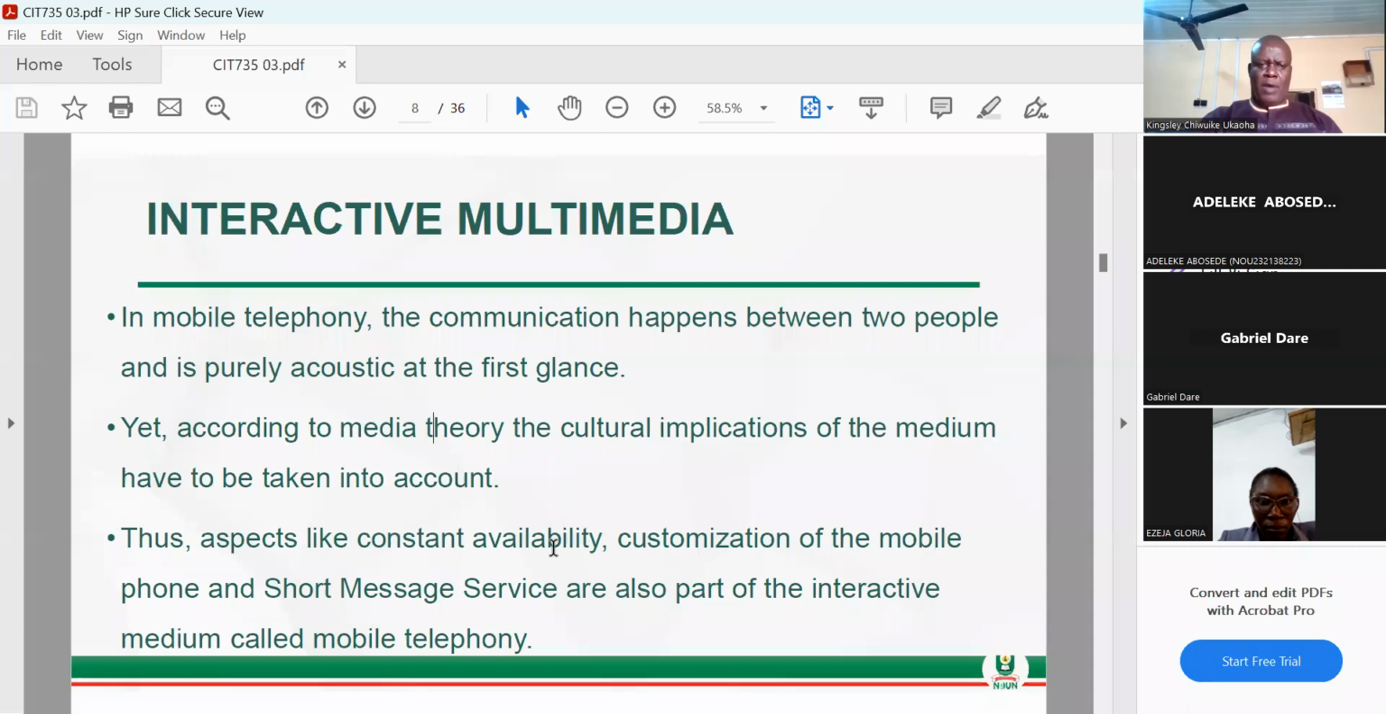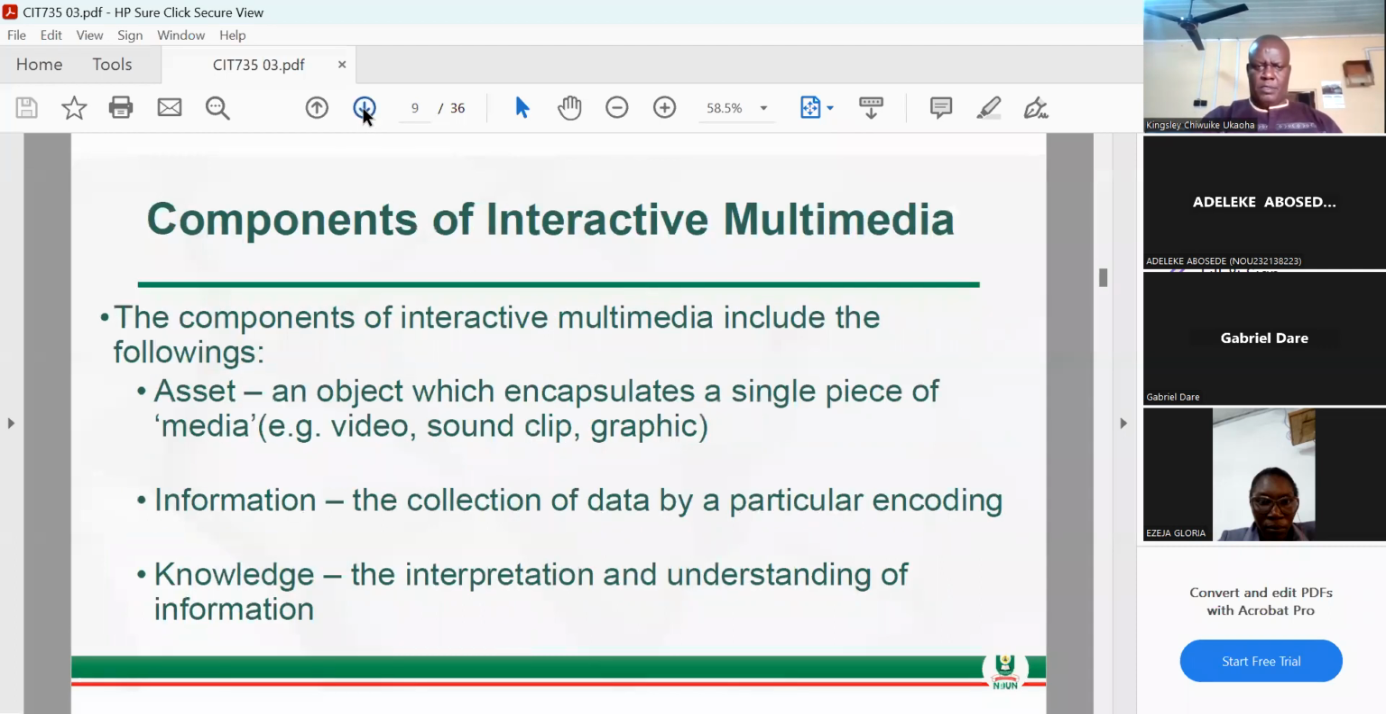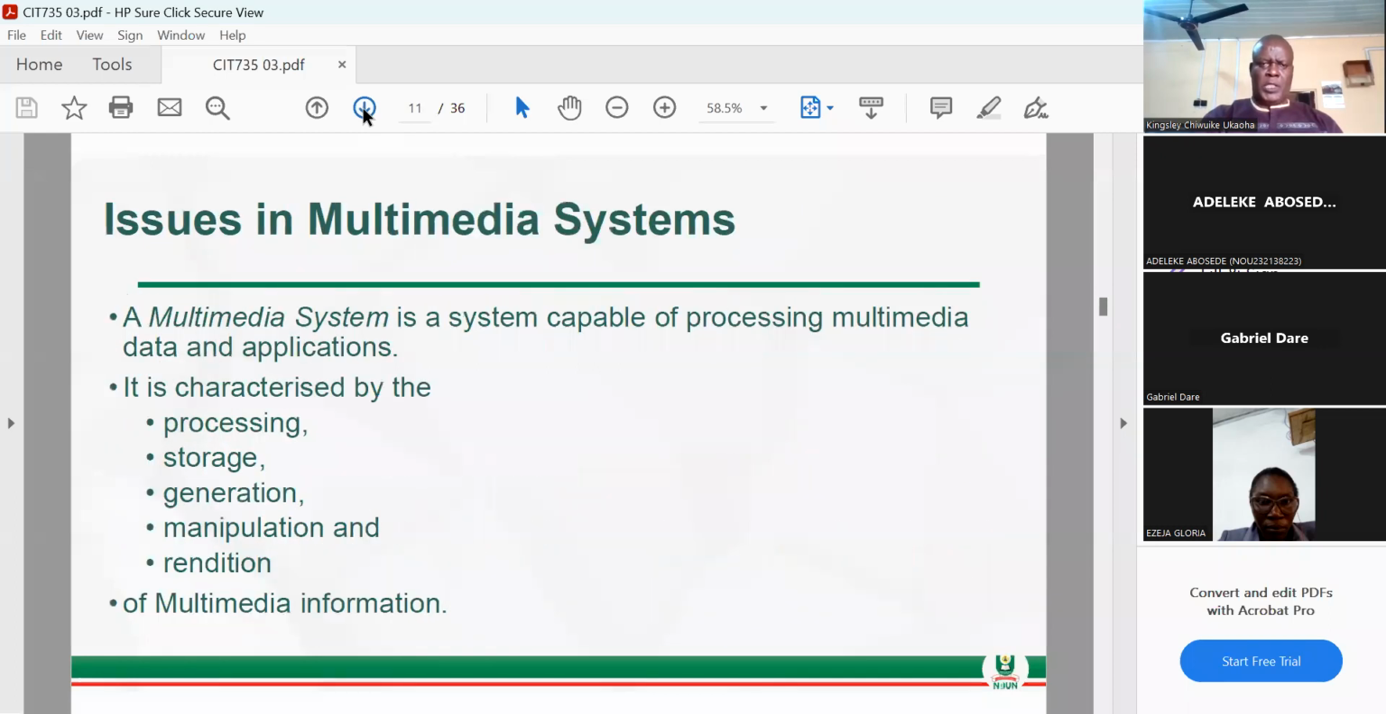Then let's go back to our issues in multimedia systems. A multimedia system is a system capable of processing multimedia data and application. It could be a machine. So it is characterized by the processing, storage, generation, manipulation, and rendition of multimedia information.